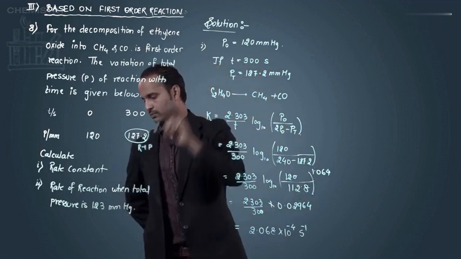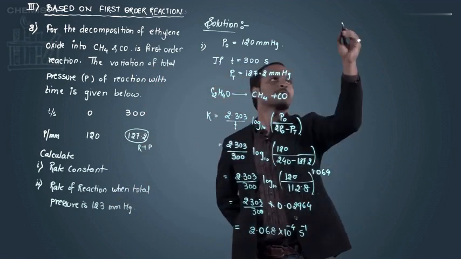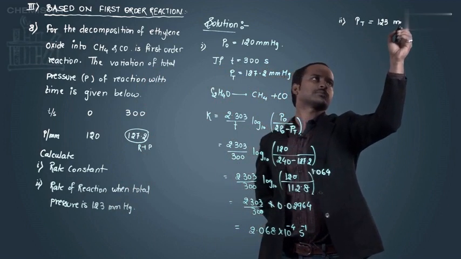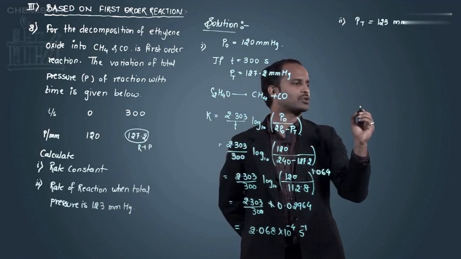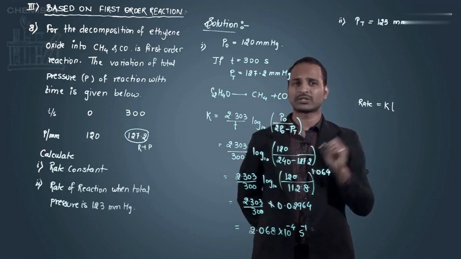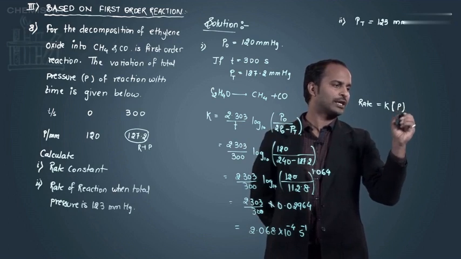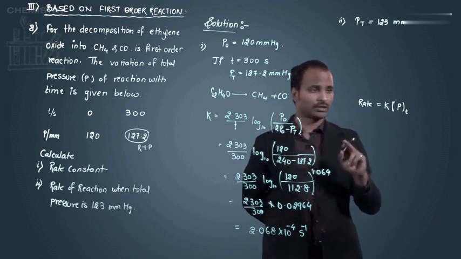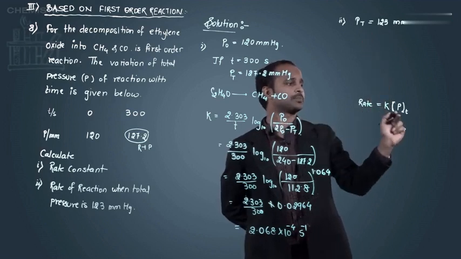Now let's move to the second part. The rate of reaction when the total pressure is 123 millimeter mercury. Again the total pressure is given. It is 123 millimeter mercury now. Now the rate of reaction we have to calculate, the reaction is first order. So I can say rate is going to be K into molar concentration of A, but instead of concentration it's a pressure. So pressure of reactant after time T. Instead of P, I can write PT also. It's a pressure of reactant only. Rate of reaction depends on pressure of reactant. So here I can say it's PT, that is reactant pressure.